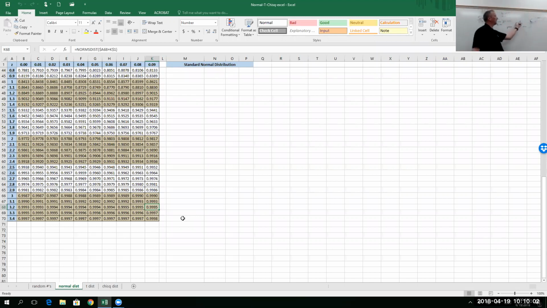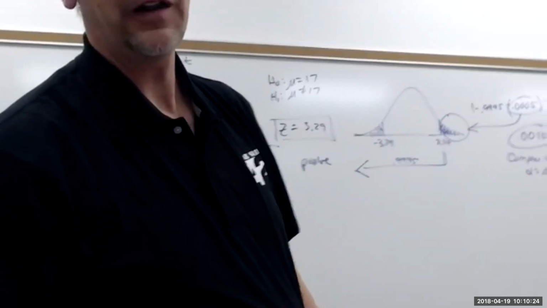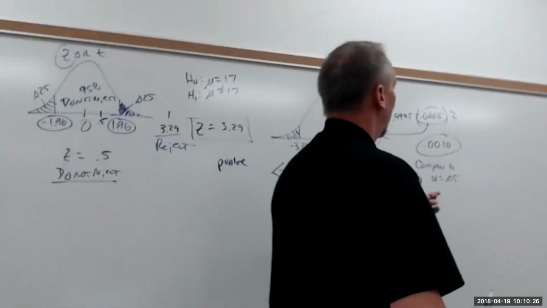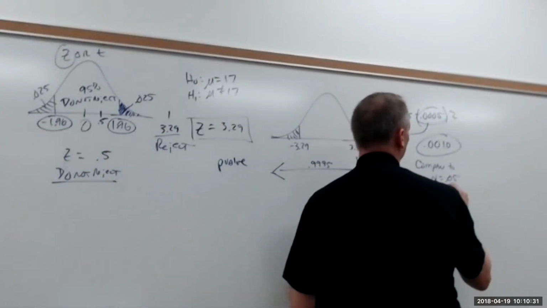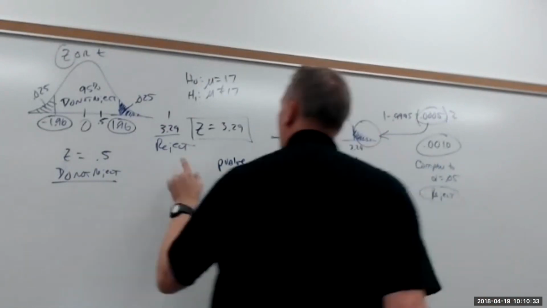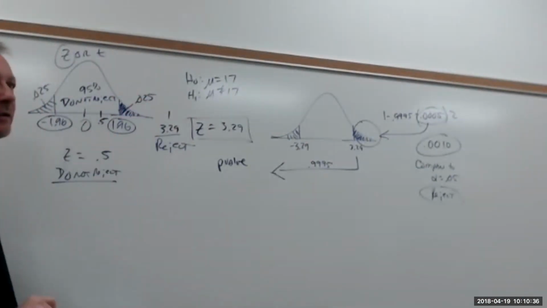How much is this area? It's also 0.0005. So if I multiply that times 2, I'm going to get 0.0010. That's my p-value. Now, the method I said is you want to compare that to your alpha. Let's assume that alpha is 0.05. So if I compare that to alpha, do I reject or do I not reject? I'm going to reject. That's the same answer I got over here. I'm in my rejection region.